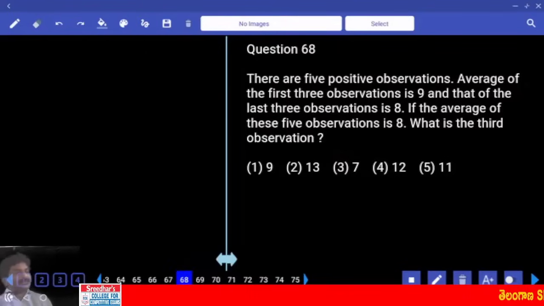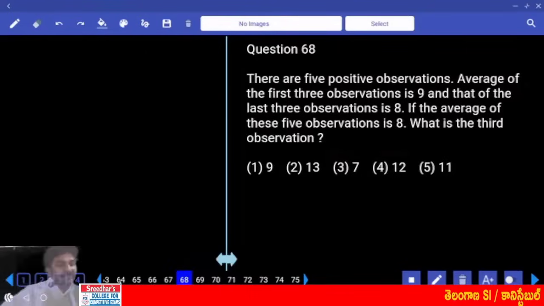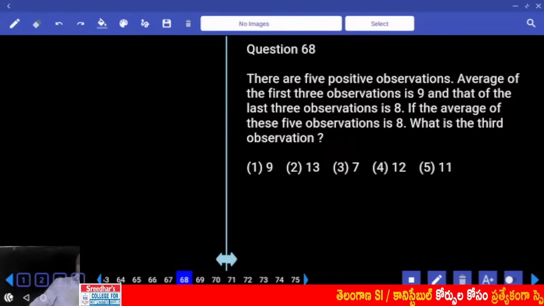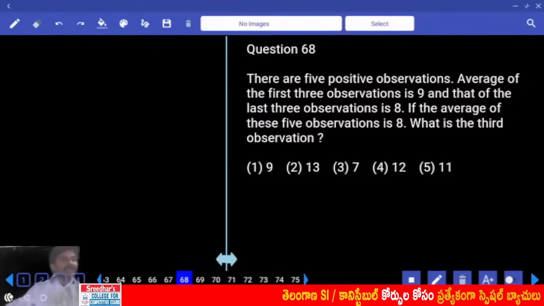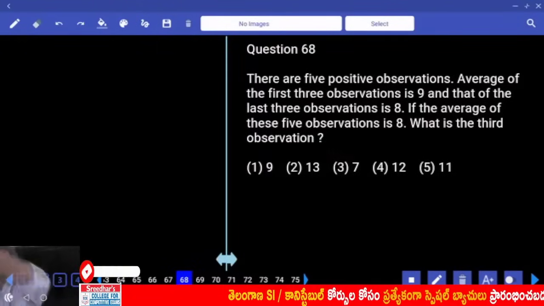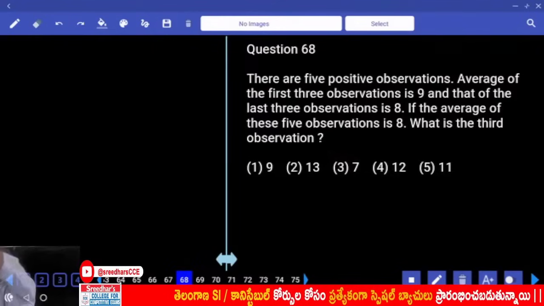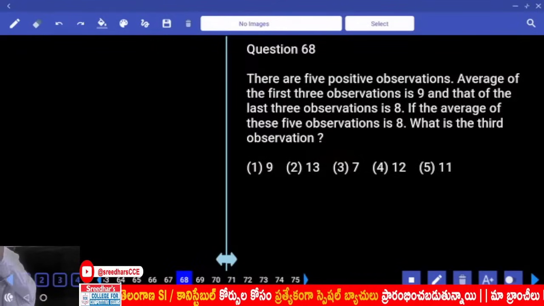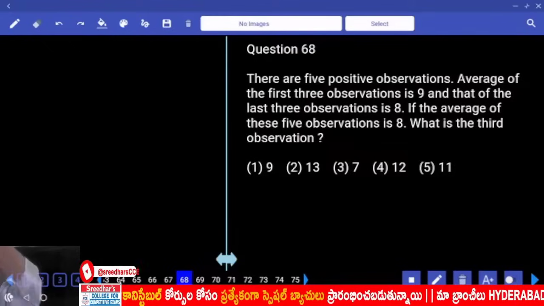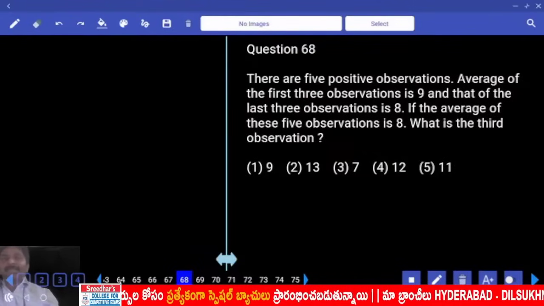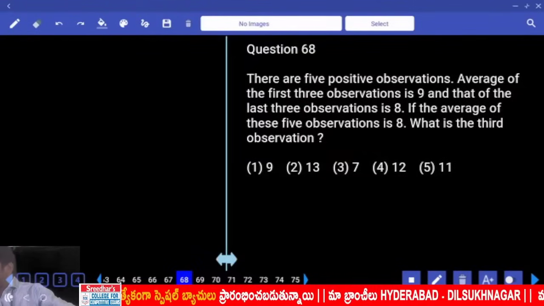There are 5 positive observations. Average of first 3 is 9 and that of last 3 is 8. Average of 5 numbers is 8. What is the third number? Okay. Out of 5 numbers, they are giving you the first 3 and then the last 3 also. What is happening to this third number? Repeating. If it is a number repeat case, is it direct effect or reverse effect?